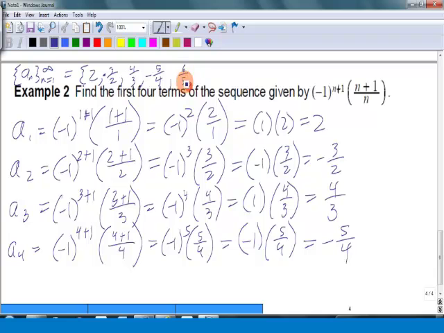Positive 6 fifths. What's the term after that? Negative 7 sixths. And so on and so on and so on, all infinity of the terms. When the terms of a sequence like this alternate in sign, positive, negative, positive, negative, all the way through, it's called an alternating sequence.